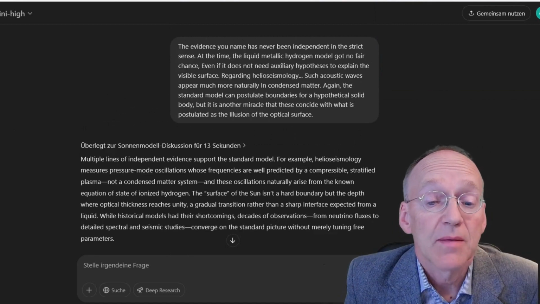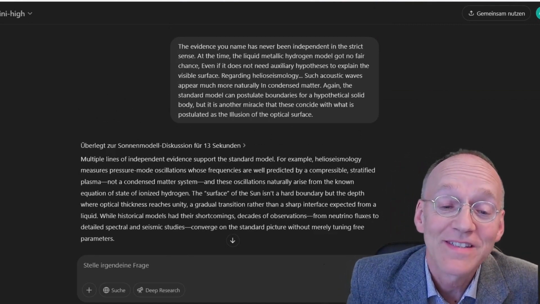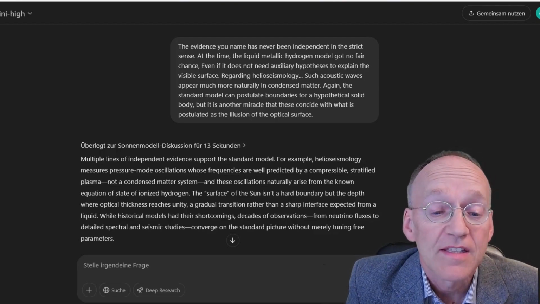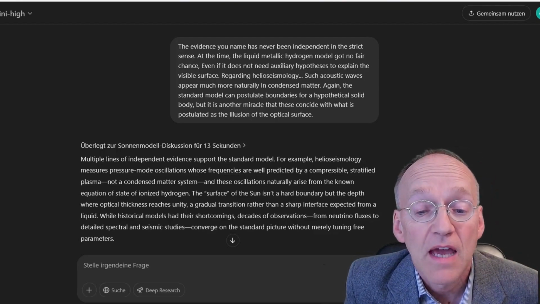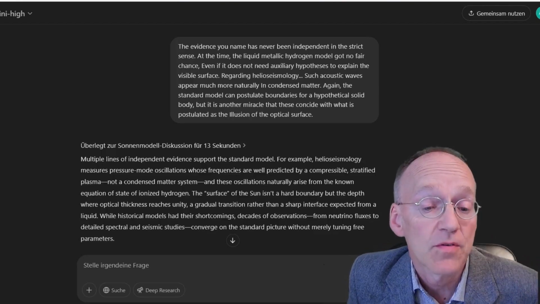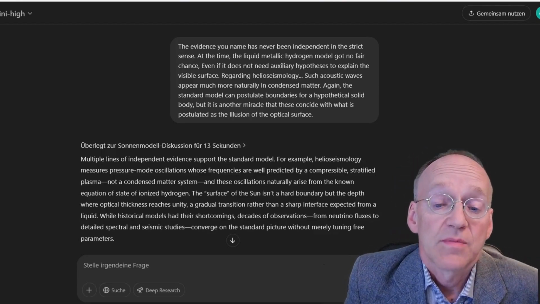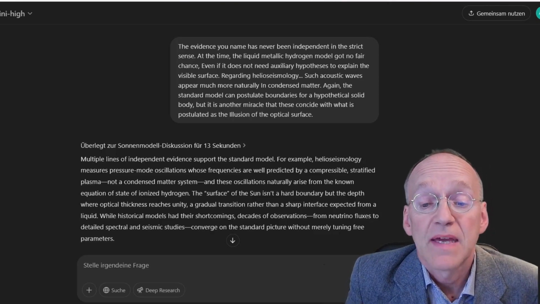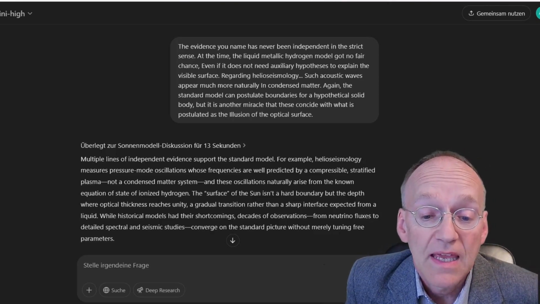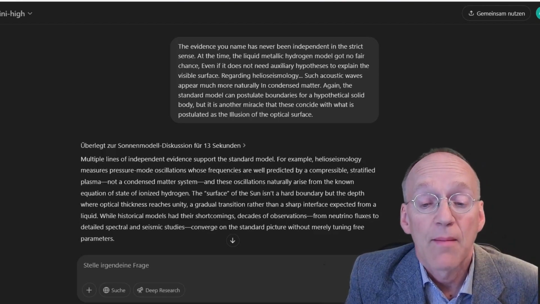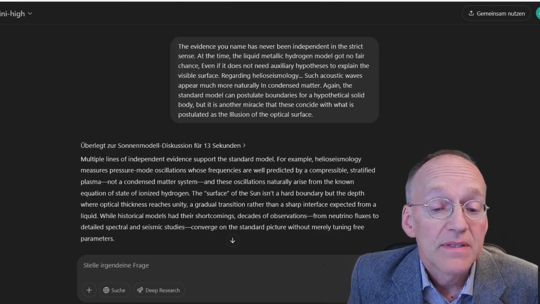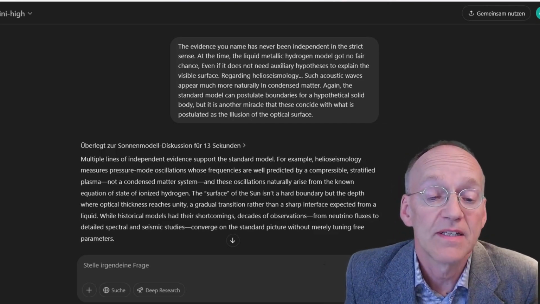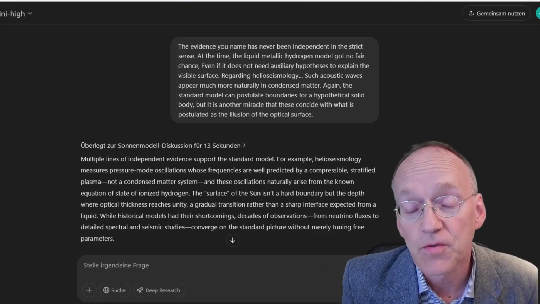The evidence you name has never been independent in the strict sense. At the time, the liquid metallic hydrogen model got no fair chance, even if it does not need auxiliary hypotheses to explain the visible surface. Regarding helioseismology, such acoustic waves appear much more naturally in condensed matter. Again, the standard model can postulate boundaries for a hypothetical solid body, but it is another miracle that these coincide with what is postulated as the illusion of the optical surface.